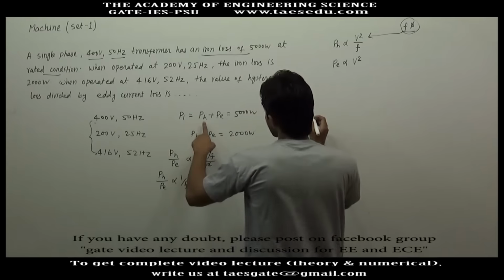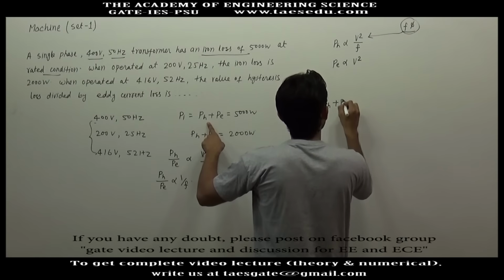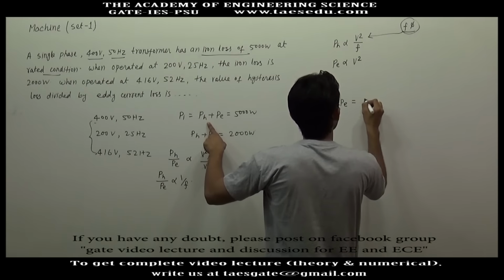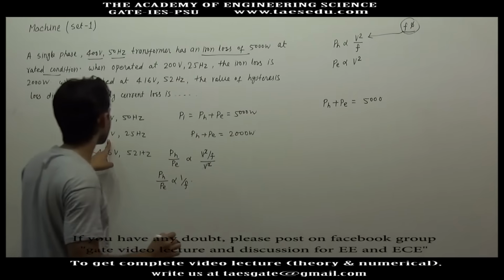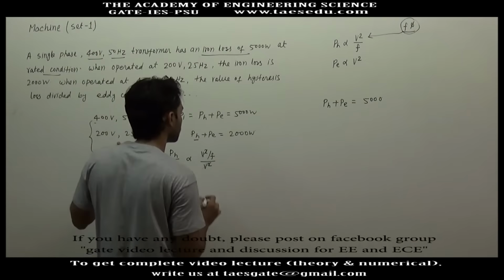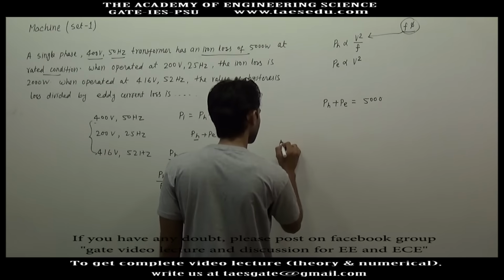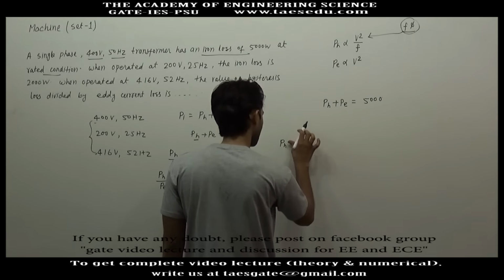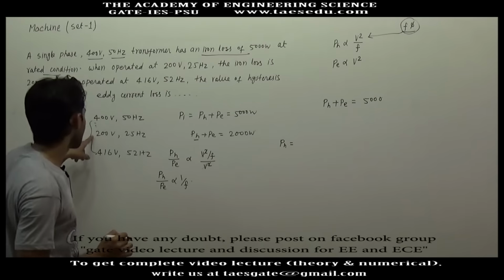Let's say in the first condition, the hysteresis loss is PH and the eddy current loss is PE. This is equal to 5000. In the second condition, what will be PH? In the second condition, PH will be, voltage is halved.